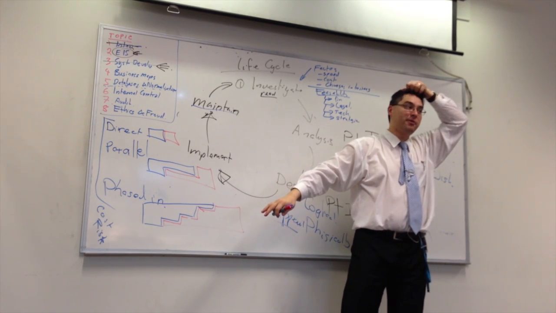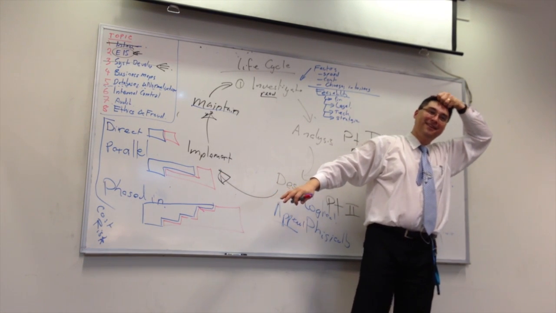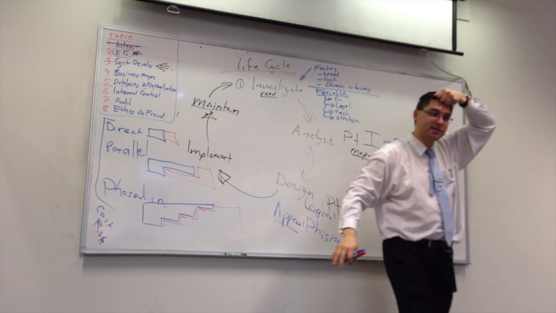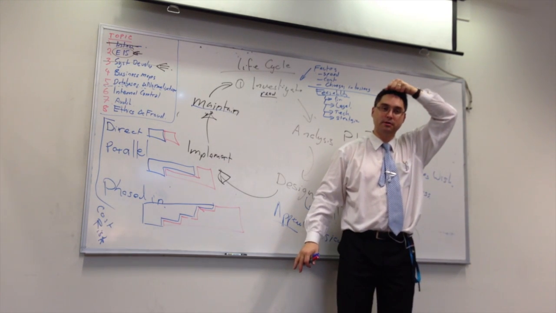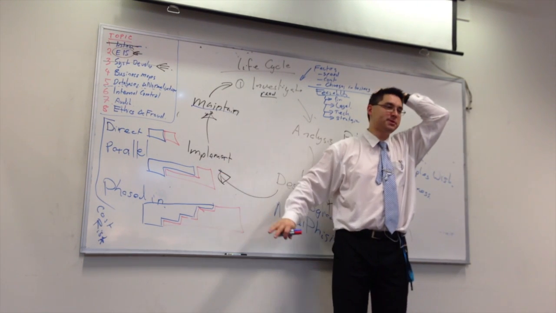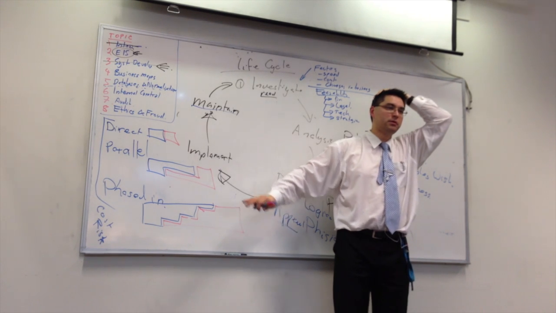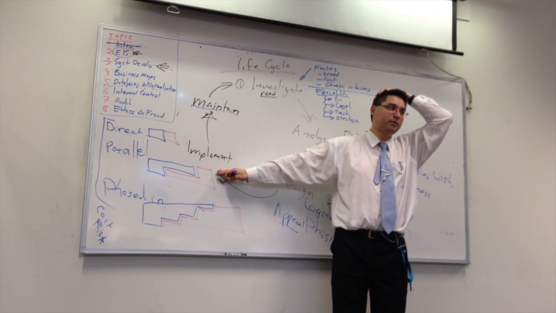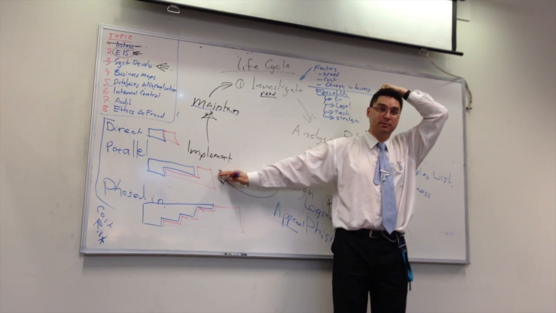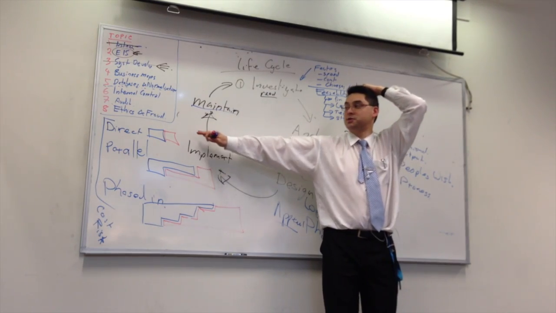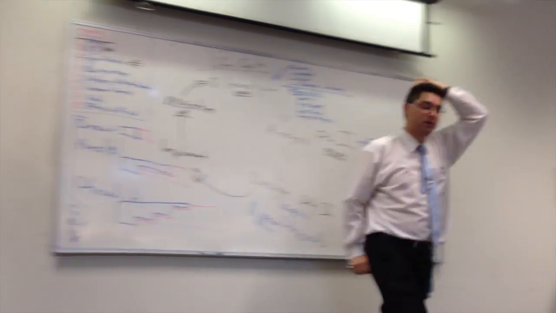When we swapped from Metcard to Myki, which system was it? Parallel. Which one's the most expensive? Parallel, because you're running double the systems at double the cost. Direct is the cheapest, but it's the riskiest.